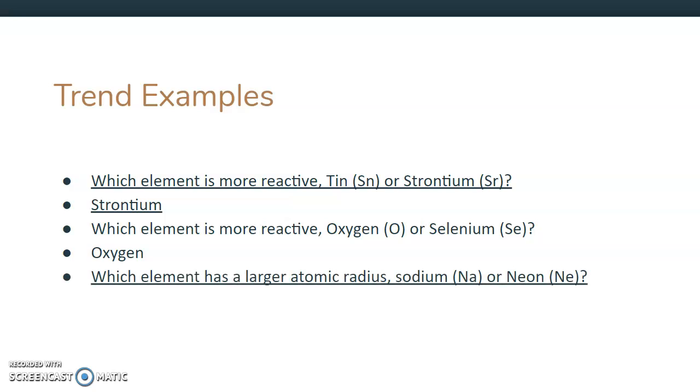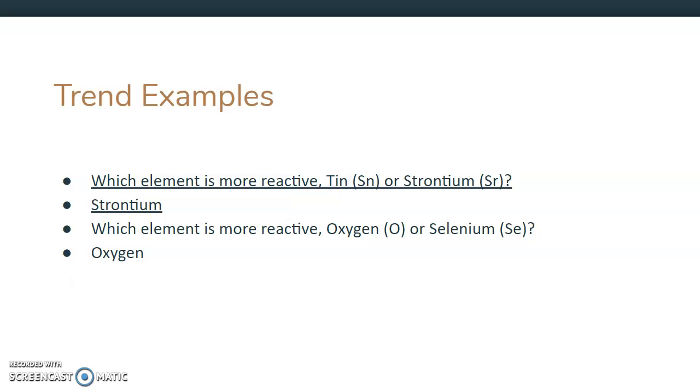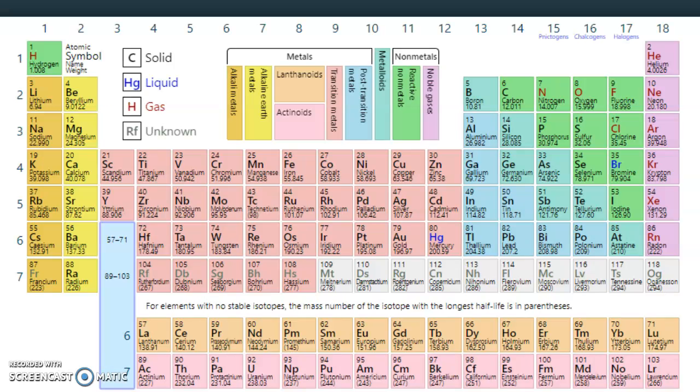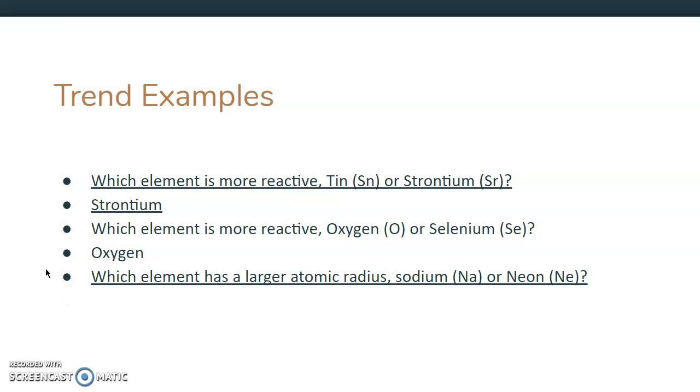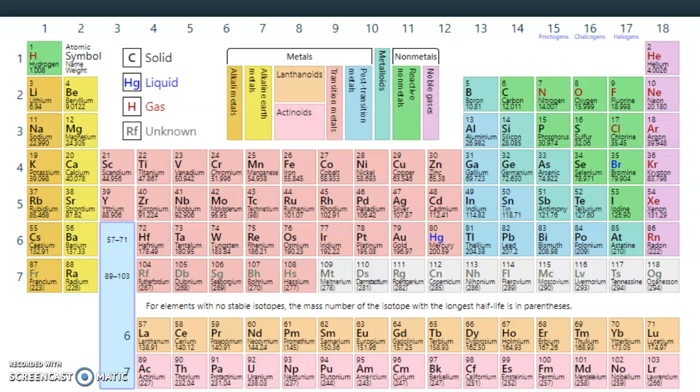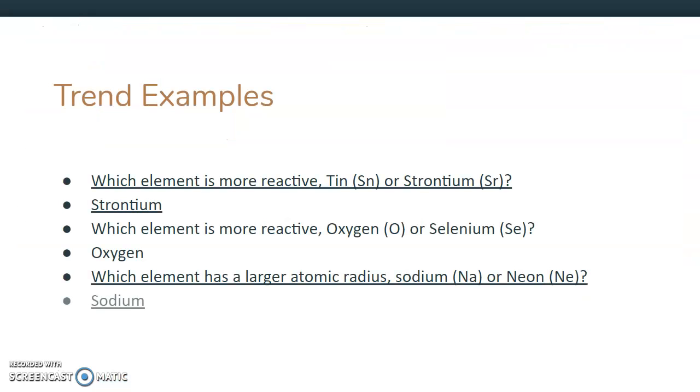Then our next question is, which element has a larger atomic radius, sodium or neon? So we have to remember our trend for atomic radius, which is that the atomic radius gets larger as we go to the left and down on the periodic table. Between sodium and neon, we have to find sodium, which is over here, and neon, which is up here. So sodium is both farther left and lower on our table, so it would have a larger atomic radius.